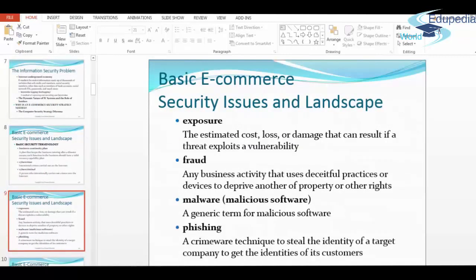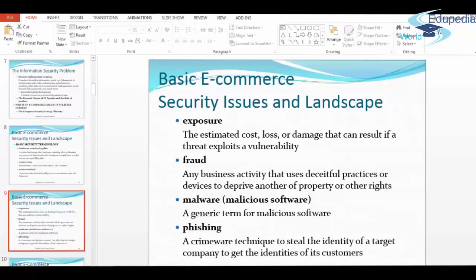Exposure is the estimated cost, loss, or damage that can result if a threat exploits a vulnerability. So, what's an exposure? It's the estimated cost, loss, or damage that can result if a threat exploits a vulnerability, which means the checks that you have at certain points of your website, what kind of exposure you have there. Like, what will happen if the security at that particular point is compromised? You have to have that jotted down and listed. Depending on your company, you will have different kinds of exposures.